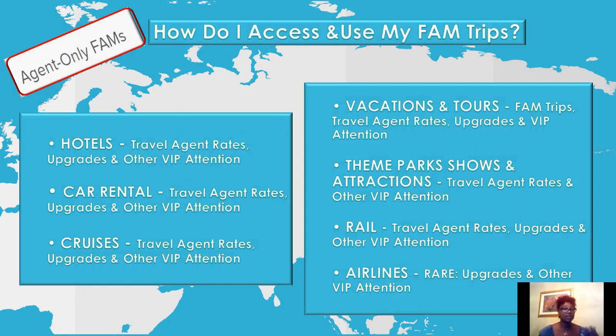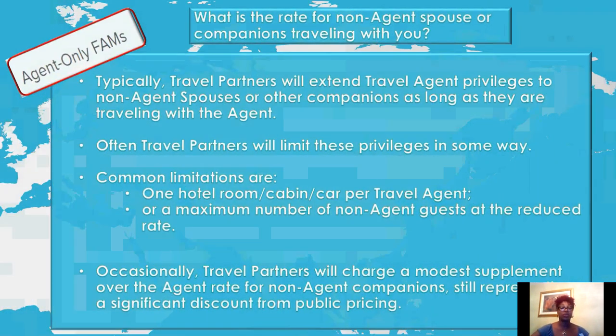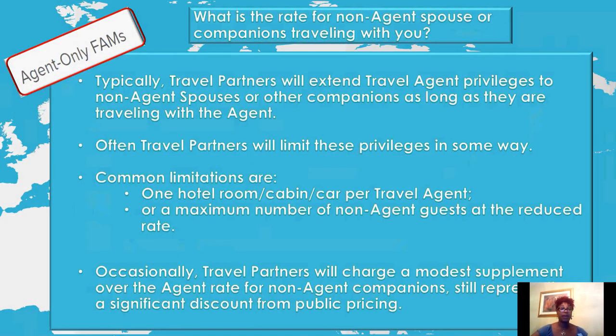How do you access the perks, continued? So the hotels, the travel agency rates and upgrades and other VIP attentions, so is the car rentals, so is cruises and vacation tour boards, theme parks and attractions, rail and airlines. We have access to all of them, and special agent rates and upgrades and of course VIP attentions. So definitely utilize them, okay?